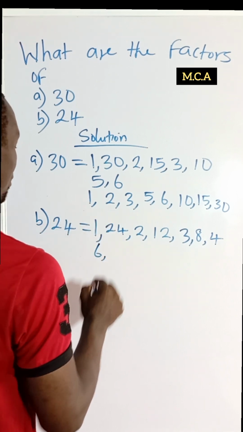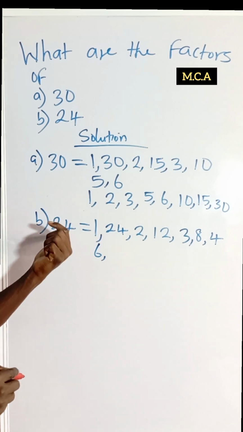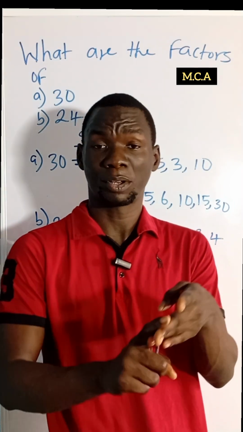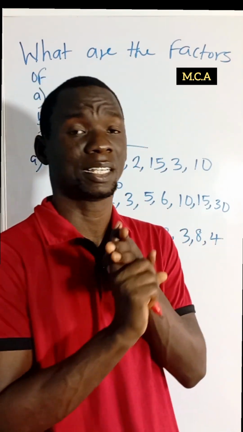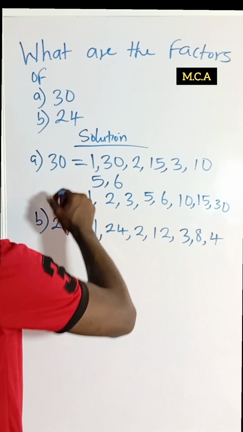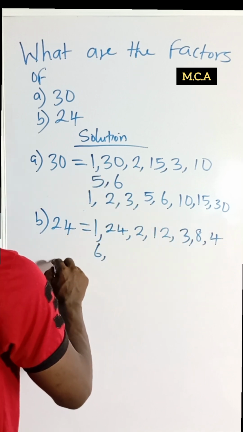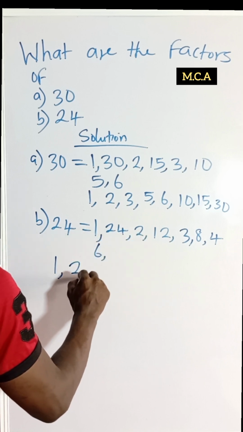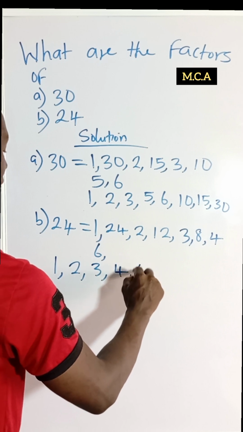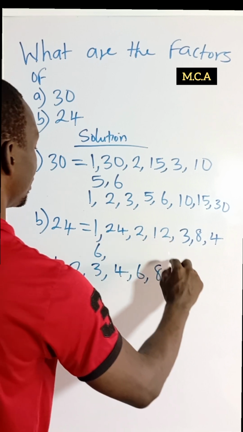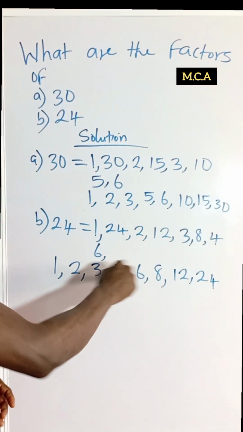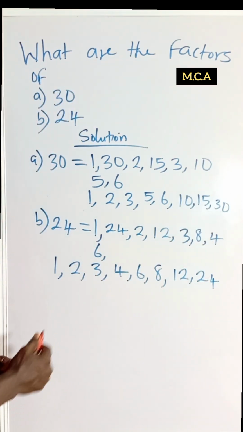So what is the next number? 7 cannot go into 24 because 7 plus 7 is 14, plus 7 is 21. If you add on another 7, it's more than that. So the next number is 8. We've already gotten 8. So these are the factors of 24. If we want to rearrange it, we have 1, followed by 2, followed by 3, followed by 4, 6, 8, 12, and 24. So these are the factors of 30 and 24.